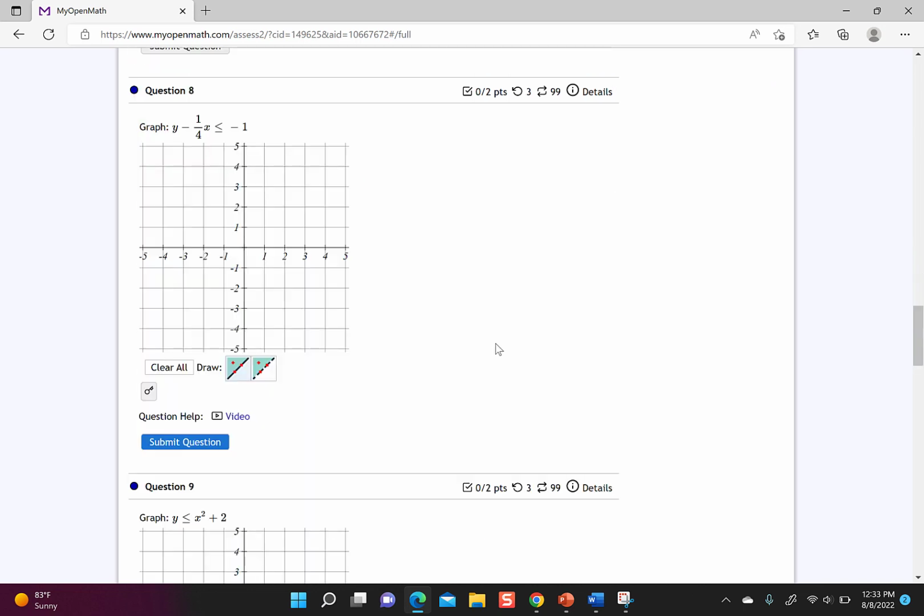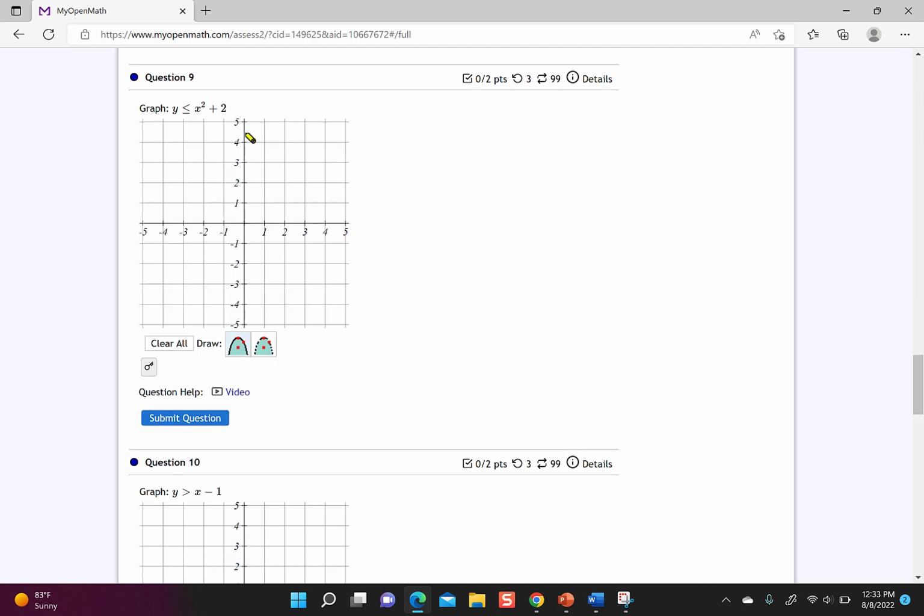Same thing here. I have y minus 1/4 of x is less than or equal to -1. Now, when you're doing the homework, I would say put this in slope-intercept form. So I would have y is less than or equal to 1/4 of x minus 1. I would have a solid line. I would start at -1, go up 1 and over 1, 2, 3, 4, put my other point, and then y is less than, so I would shade below. Same thing when I get to a parabola, x squared plus 2.